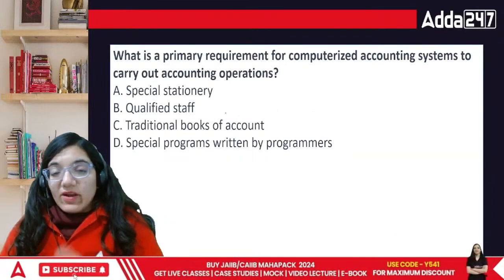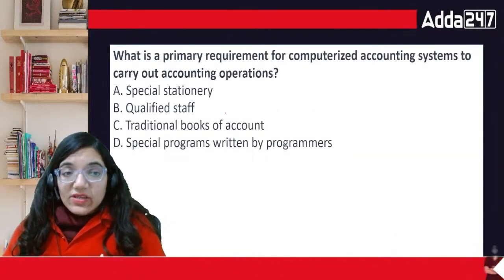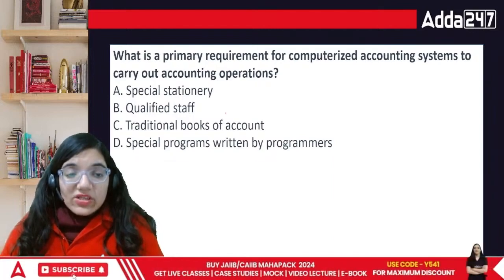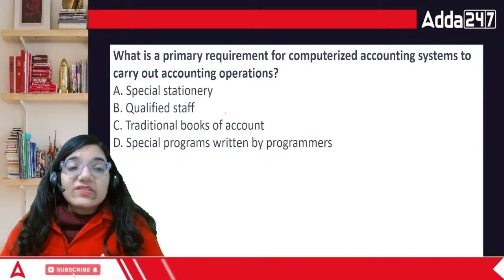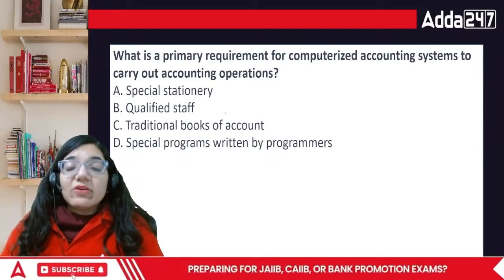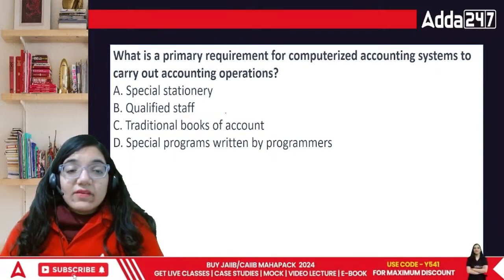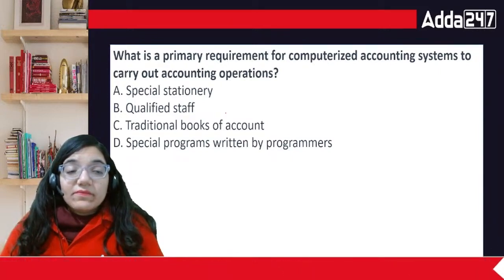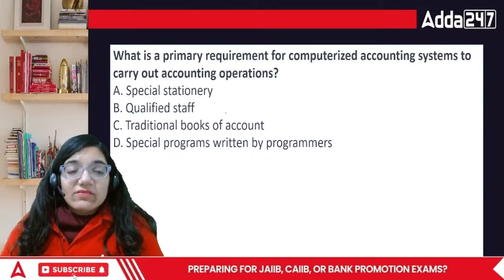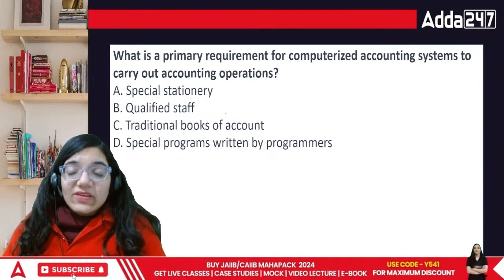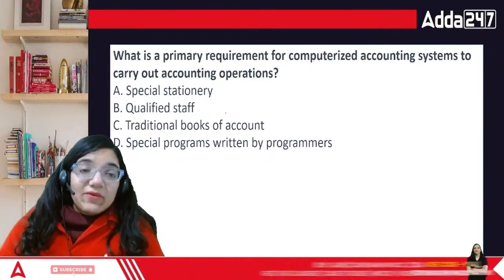What is the primary requirement of a computerized accounting system to carry out accounting operations? Special stationery, qualified staff, traditional books of accounts, or special programs written by programmers. What is the primary requirement for a computerized accounting system? Special stationery, qualified staff. Then, when we talk about this area, we need to carry out all these things by what? What is the primary requirement?